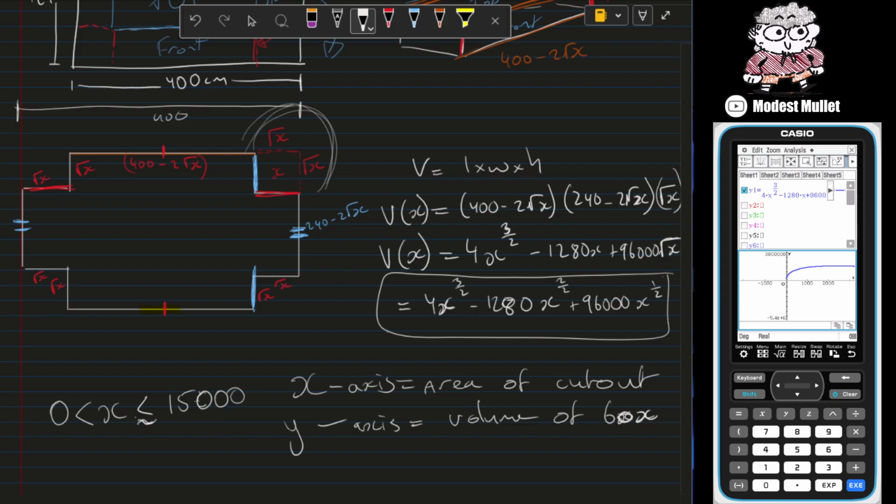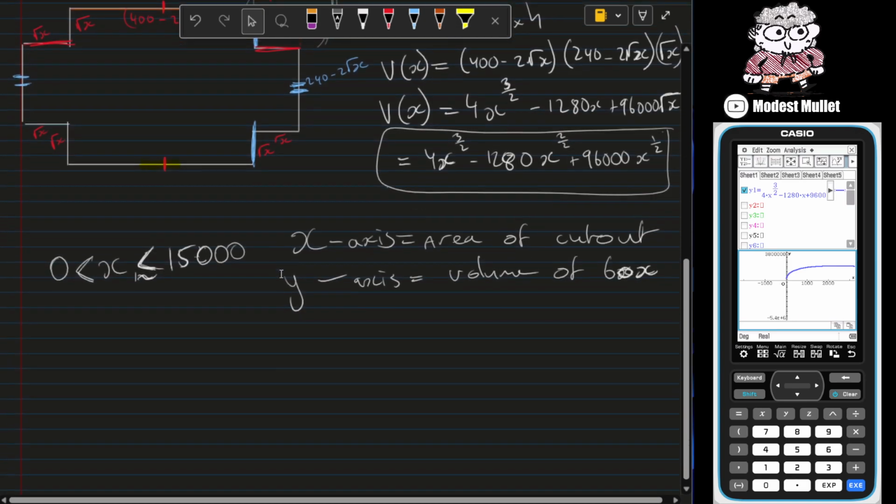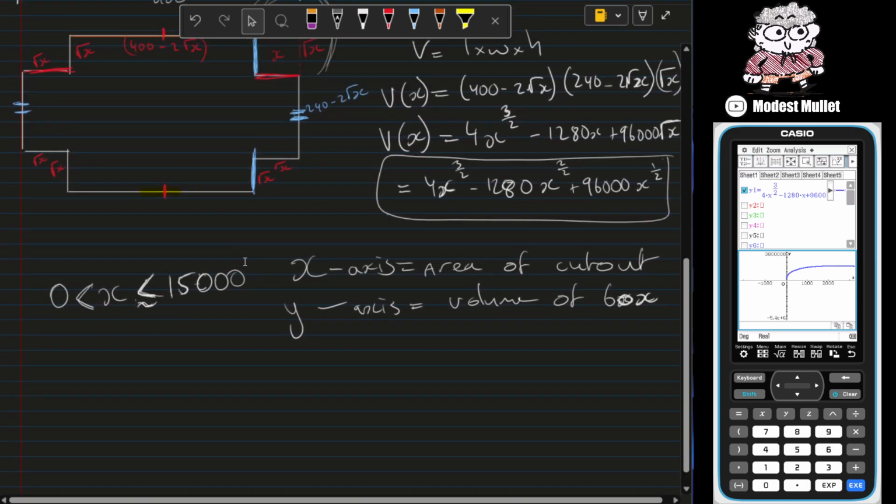I can't include it because if x is 0, well then that means we've got 0 cutout, which means we've got nothing to fold to actually get a box shaped volume. So to start with, as a very basic, we can have that as a somewhat logical domain. We can't have an area of the cutout be less than 0 or even 0. And it turns out that if our area of our cutout gets up above 15,000, well then the volume becomes 0 again. We need to do a little bit more thinking and maths from here, and this is a critical thinking of going from a function to what does the function apply to.